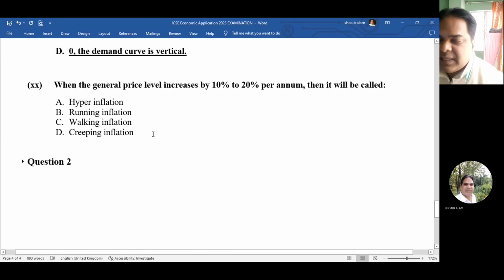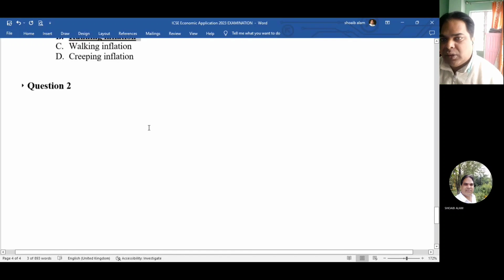Now number 20. When the general price level increases by 10% to 20% per annum, then it will be called hyperinflation, running inflation, walking inflation, creeping inflation. So the answer is running inflation. Okay. So this is from question number 1. Now let us go through question number 2.